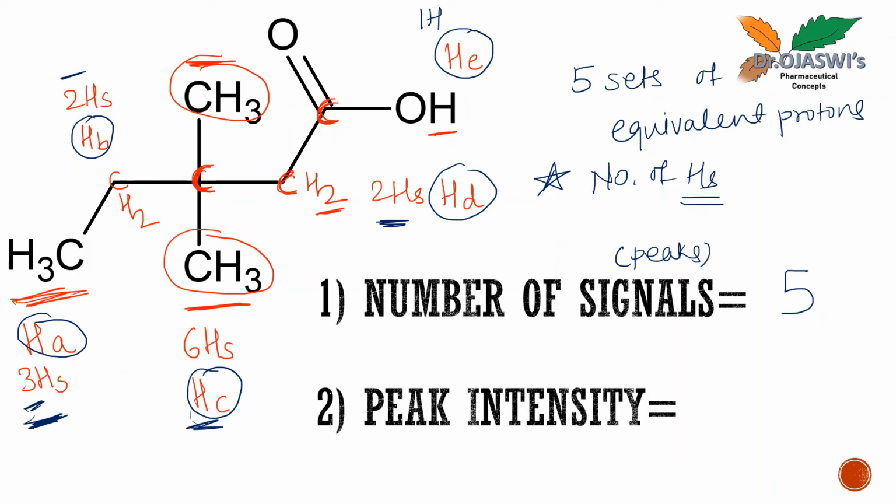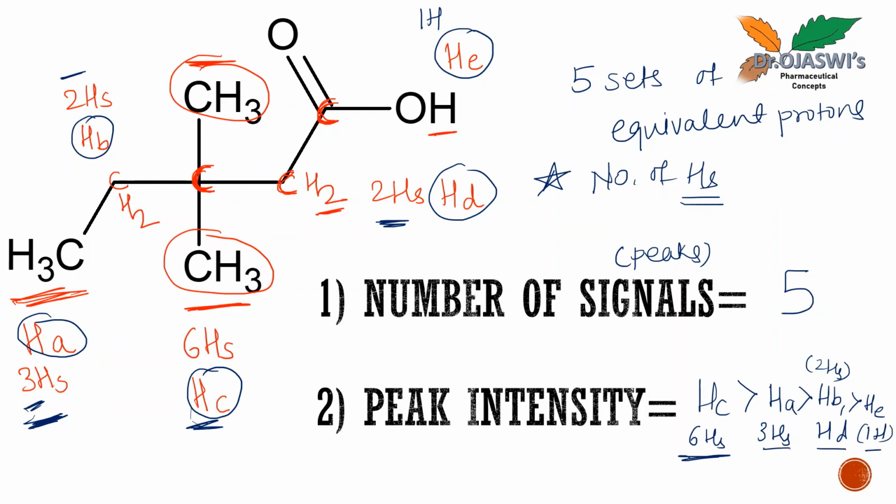So the highest, or the longest, peak would be of HC, because it represents 6 hydrogens. After HC, HA, because it represents 3 hydrogens. Then it is HB and HD, and last it is HE, because it has only 1 hydrogen, and these two represent 2 hydrogens each. So I hope we now know this is the longest peak, and then slowly the peak intensity, or the height of the peak, will go on reducing in this order.